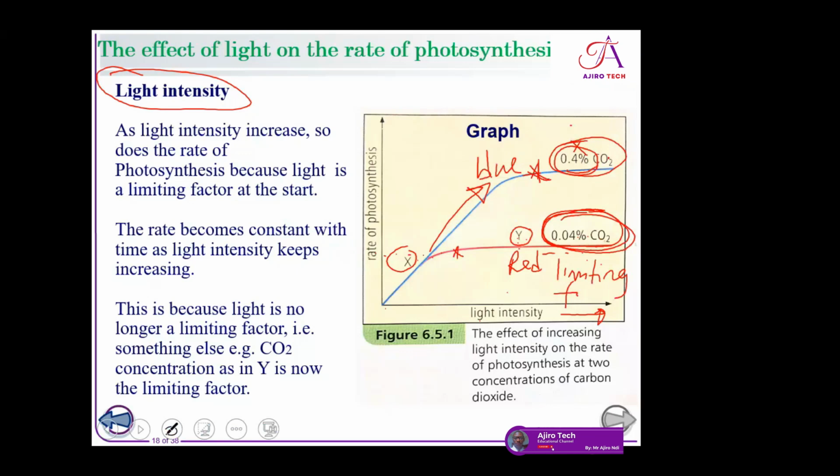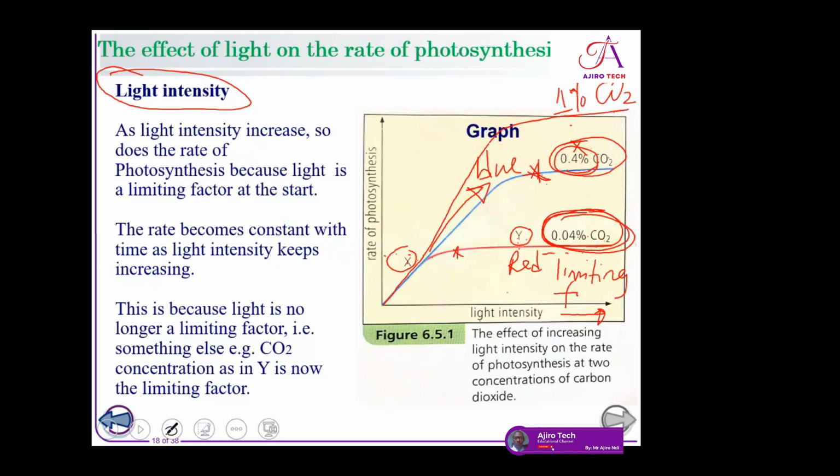The only way we can be sure is if we increase this, if there's another graph now this way, and we now have this as 1% CO2. If this is 1% CO2, then what can you say is the reason for the graph staying constant at X? It means carbon dioxide is a limiting what?